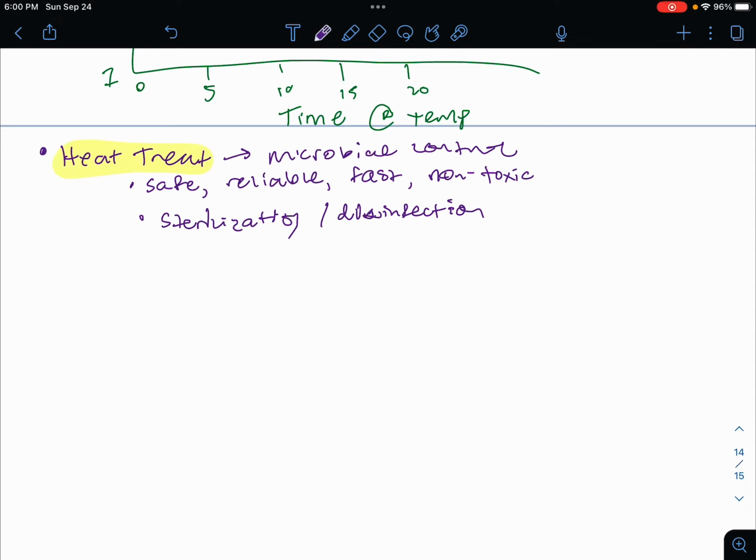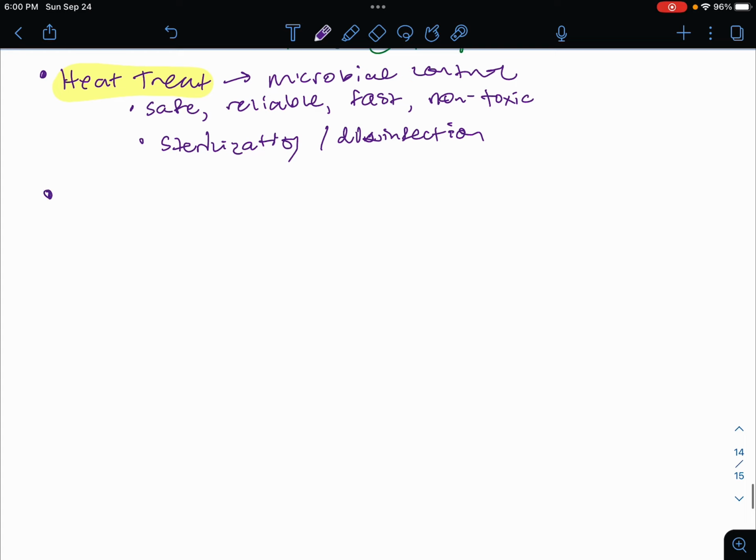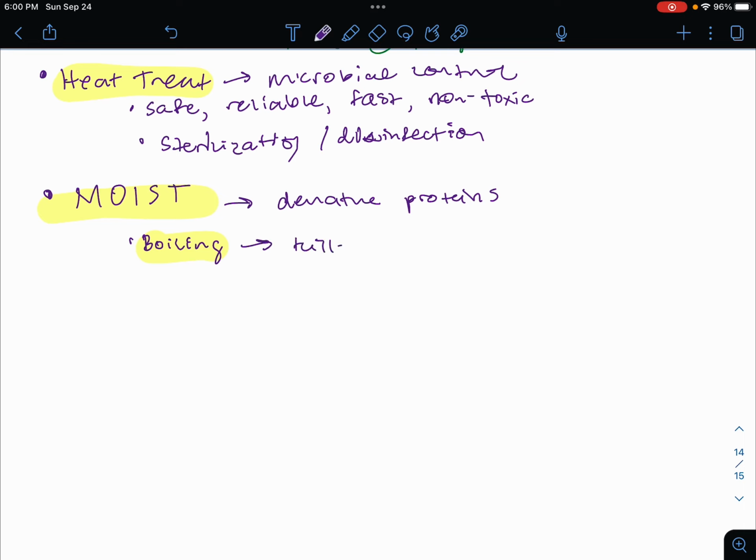Alright, we actually have two types of heat when we're using it to destroy microorganisms. We have moist heat, and I write a big word there, moist, in big font. This will denature proteins. This includes boiling, which will destroy most microbes, as well as some viruses. Endospores will survive though. So again, they're very hardy, so these actually survive.